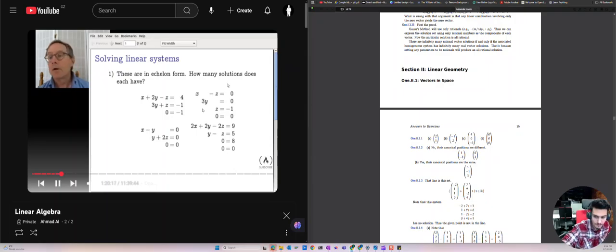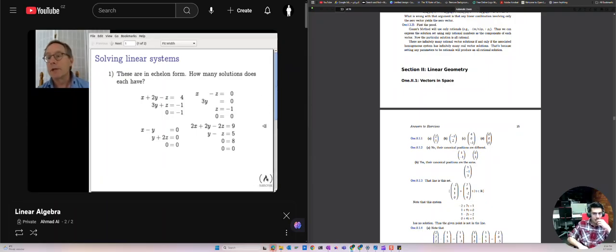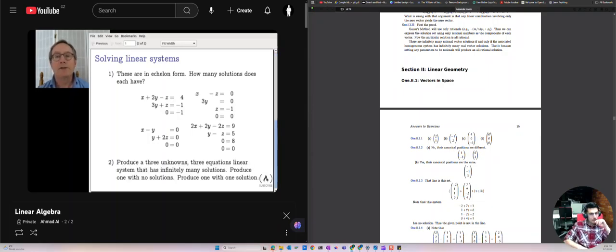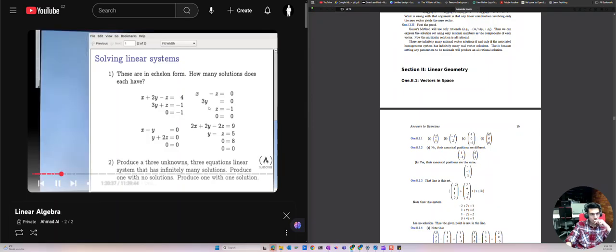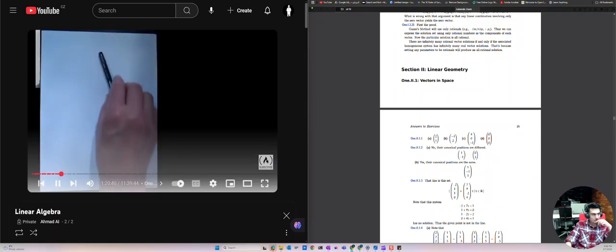Okay, so that was the first. Let's see if I can manipulate my stuff here. There we go. And here's the second. It just says produce a 3 equations, 3 unknowns system that has infinitely many solutions. Produce one with no solutions, and then also produce one with one solution. So I've got to produce that on a piece of paper here if I can figure out how to do this. There we go. So I'm just going to make one up. Of course, you would make up a different one.